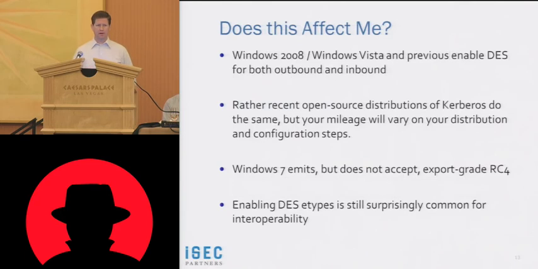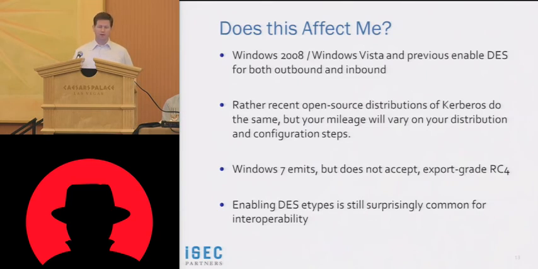So does this affect me? We talked about DES. We all know that DES is terrible. Windows Server 2008 and Windows Vista, so the latest versions of Windows from just a few years ago, all support DES out of the box. And so the KDCs are willing to accept DES encrypted timestamps, and Windows Vista clients are willing to emit them. In addition, rather recent open source distributions of Kerberos, MIT, Heimdall, and similar ones that are configured and used similarly, Solaris for example, they also all support DES.